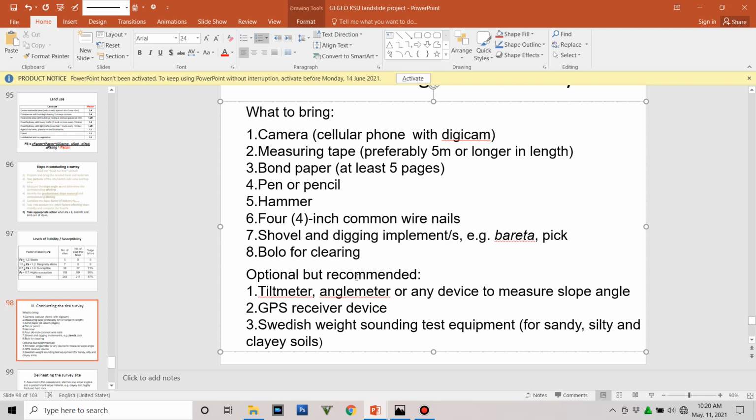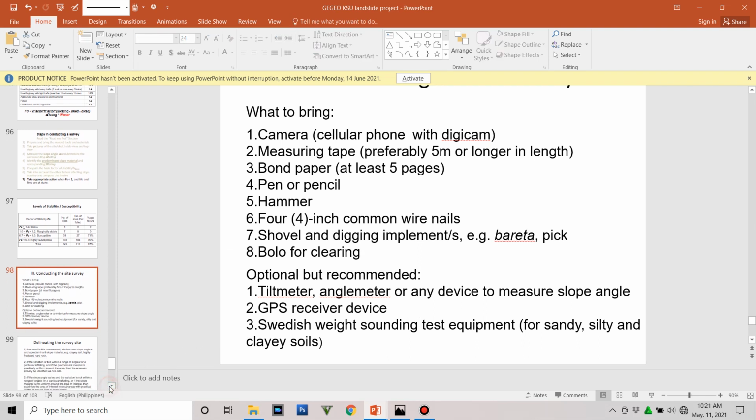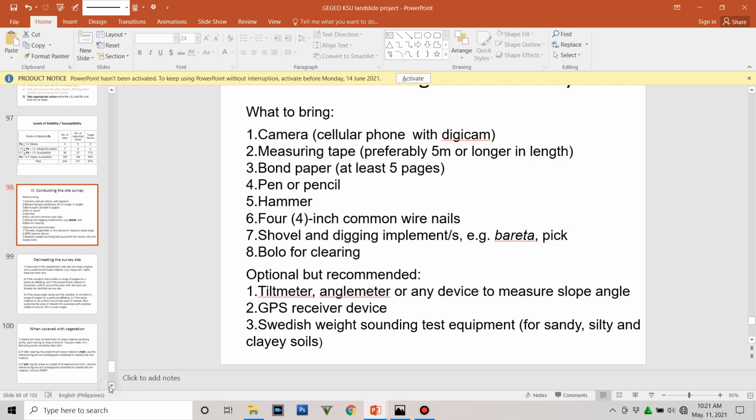Okay. So optional but recommended, we have tilt meter, angle meter, or any device to measure slope angle, GPS receiver device, and then the Swedish weight sounding test equipment, in which later I will discuss to you the procedure on that.